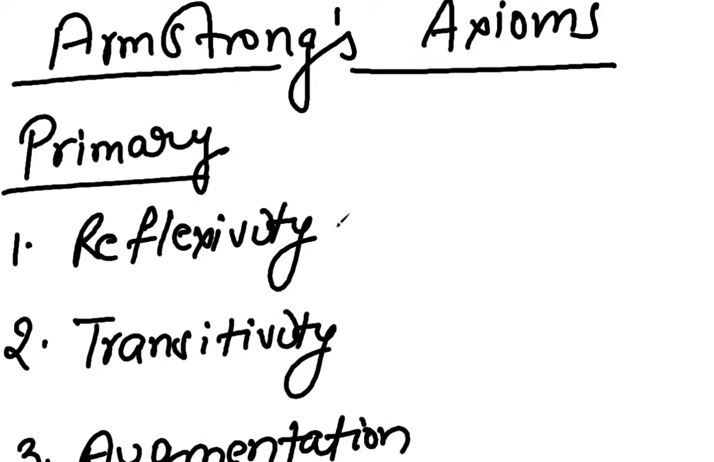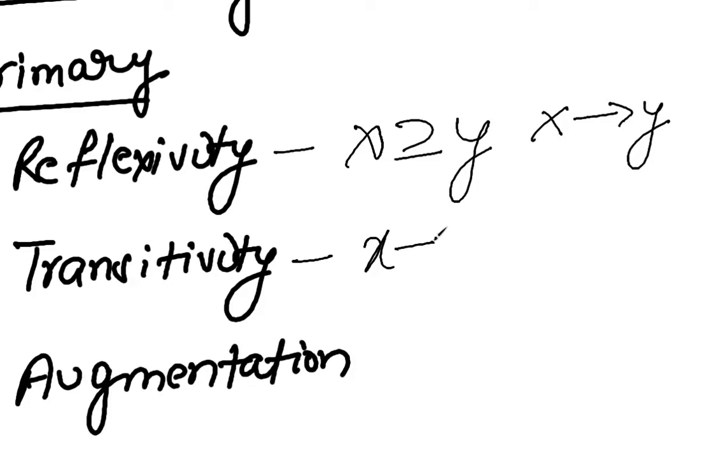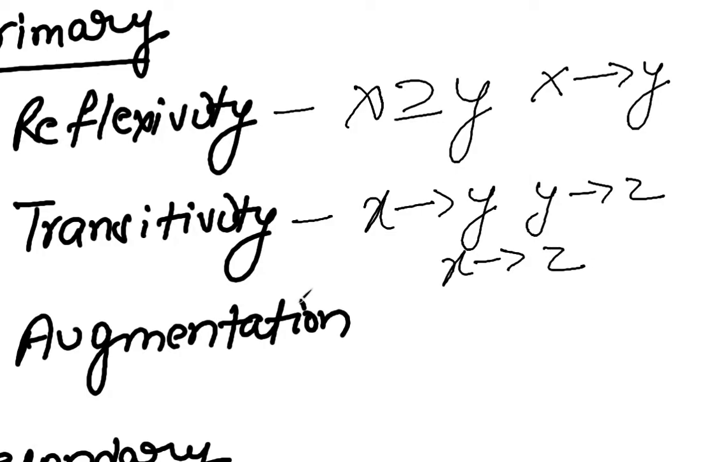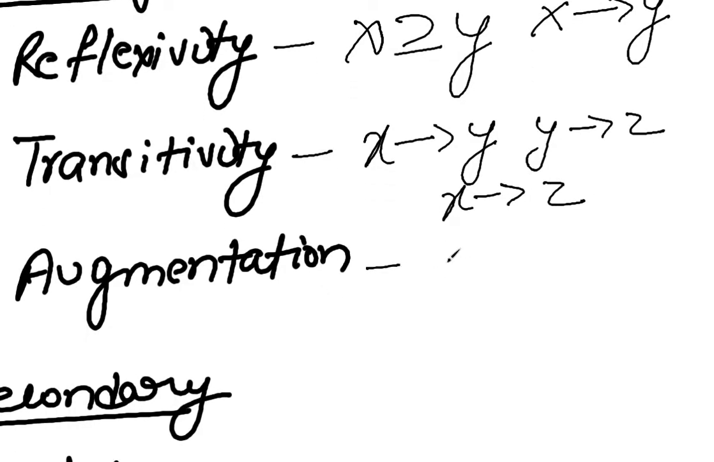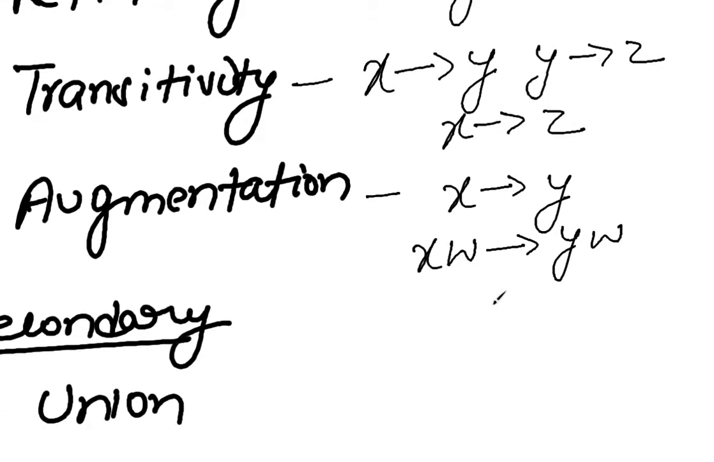So what is reflexivity? Reflexivity: when x is a superset of y, or y is a subset of x, then x determines y. This is called reflexivity. Transitivity: when x determines y and y determines z, then x determines z. This is transitivity. What is augmentation? When x determines y and we add an attribute on both sides, that is xw determines yw, then it is augmentation. Augmentation means adding something. So we have added the same attribute on both sides.